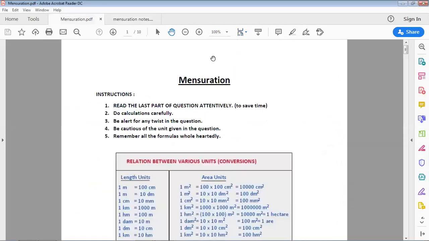Before solving any mensuration question, there are some instructions that you have to follow. The first instruction is to read the last part of the question attentively. As you all know, mensuration questions can be long, and the most important thing in the question is given in the last part. So you must read the last part very carefully and attentively, and remember what is given in it. The second instruction is to do calculations carefully. Calculation is one of the most important parts of any mensuration question, so you should calculate very carefully.